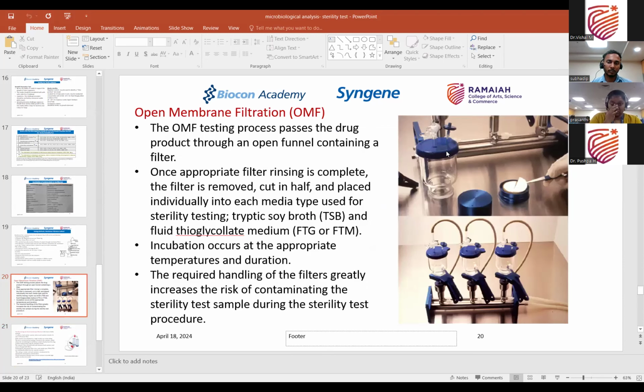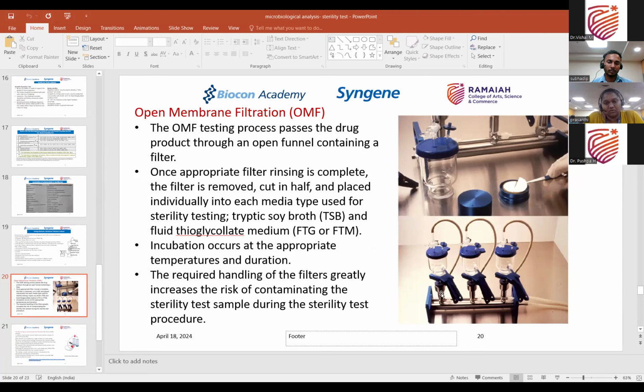So open membrane filtration, as you can see in this image: this is the membrane filter and these are the membrane filtration units. This is connected to a vacuum pump to create such pressure. You take out the membrane filter and place it over here.